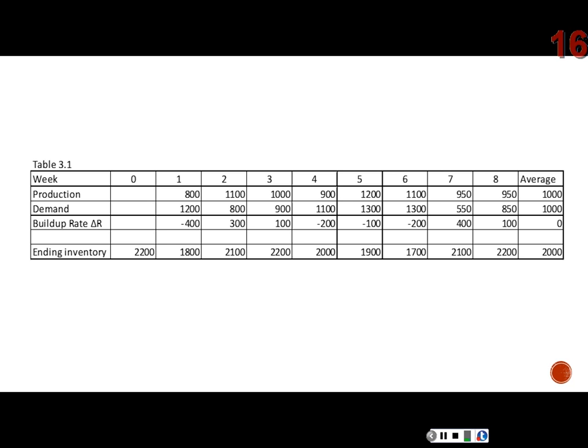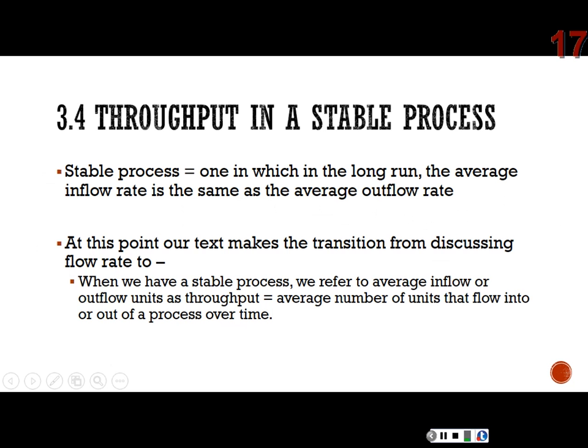We show that because we want to talk about what we mean by a stable process, because that's an assumption when we're using Little's law. A stable process is just one in which, in the long run, the average inflow rate is the same as the average outflow rate. In other words, the average inflow rate, which is what you're producing if you're talking about a manufacturing plant, is the same as what people are buying.